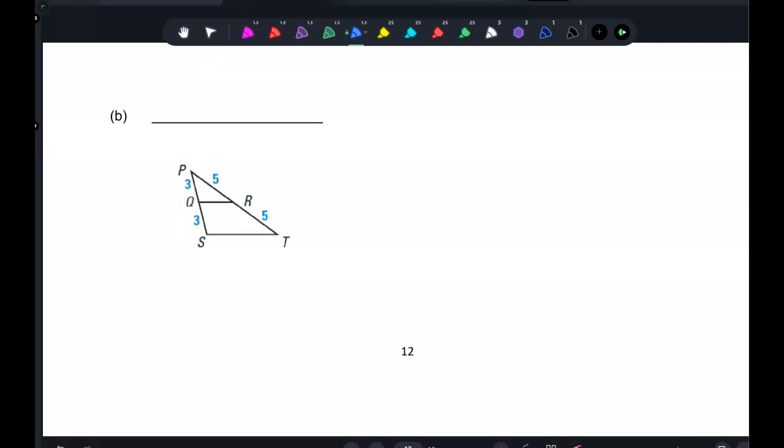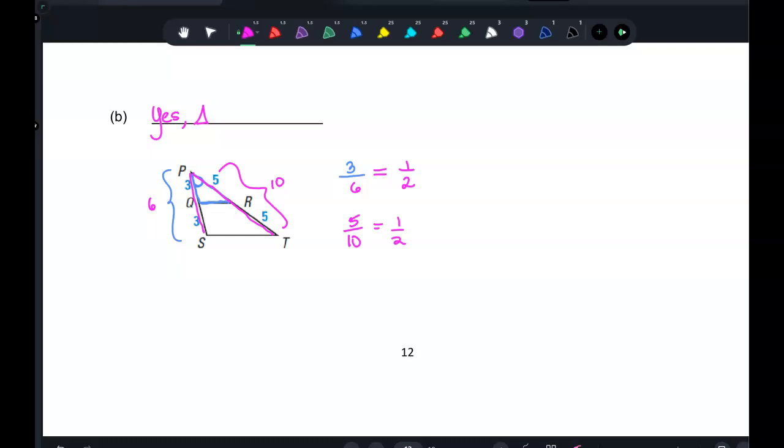Let's check the next one. Okay, this one we did one similar to this yesterday also. Do you see how we have a little triangle? Okay, so they both share angle P. So I'm going to compare 3 to what's the entire side of the big triangle? 6, which reduces to 1/2. And then do the same thing here. 5 over this whole side. So this one's yes.